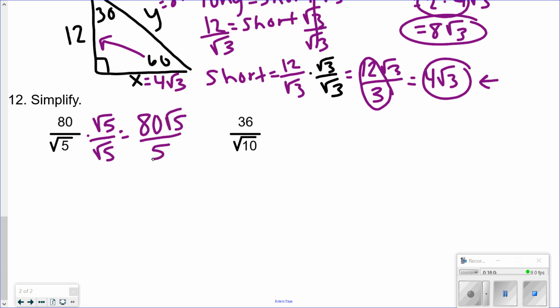Let's look at this fraction. Does that simplify? And it does. 80 divided by 5 is 16, and I'm going to keep that radical 5.